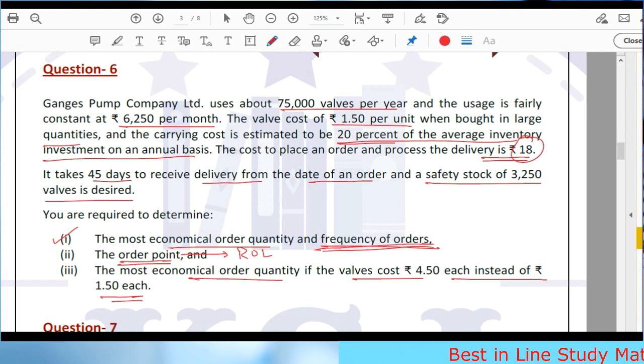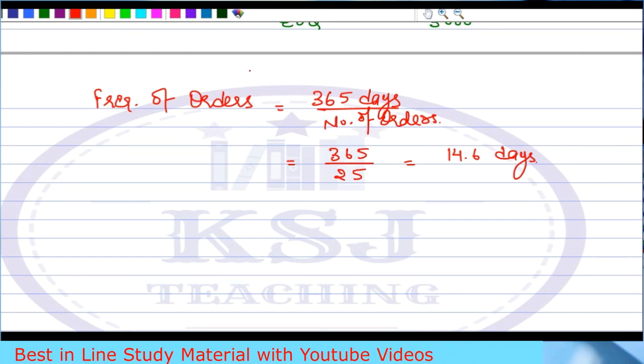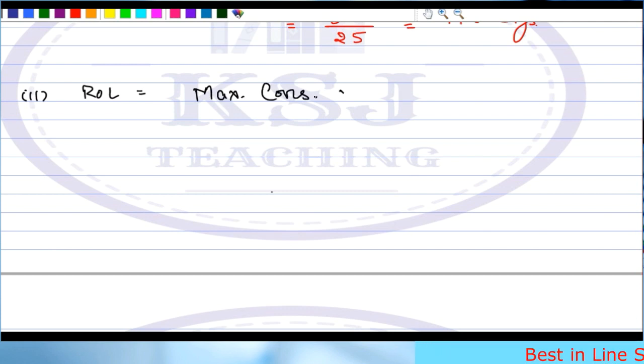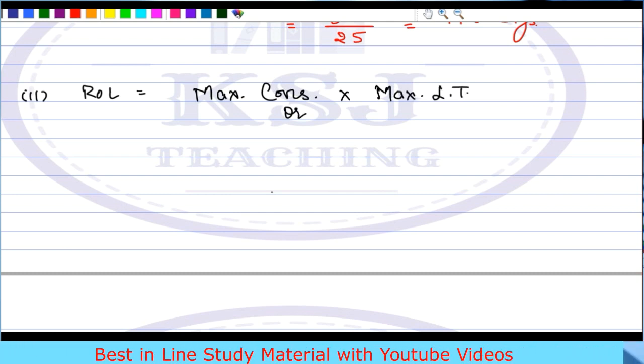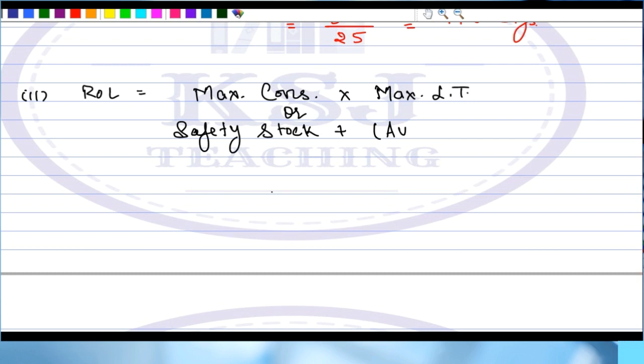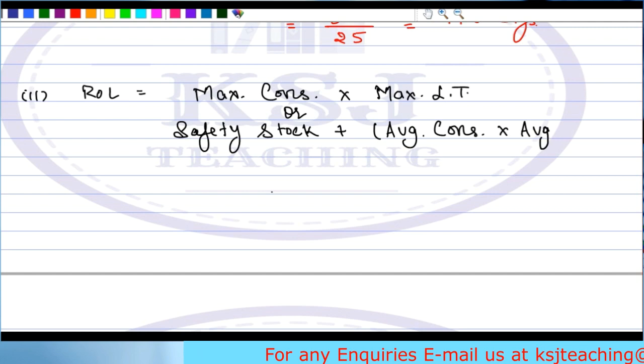Second part, what is the reorder level? I told you there are two formulas for the reorder level. Either we can calculate it as maximum consumption multiplied by maximum lead time, or as safety stock plus average consumption multiplied by average lead time.